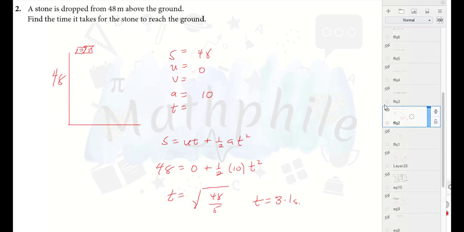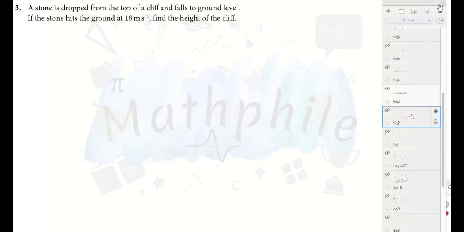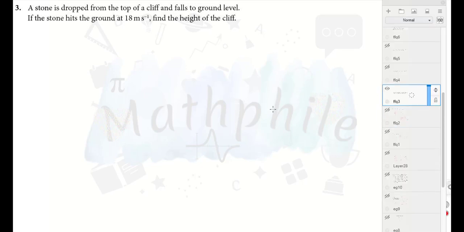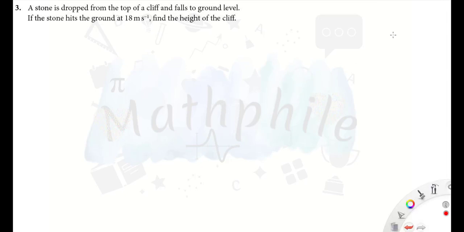Okay, so this is the next question. I think you should be able to solve this in about a minute. So solve this in a minute. Let's see what you're going to get. A stone is dropped from the top of a cliff and falls to level ground. If the stone hits the ground with a speed of 18 meters per second, find the height of the cliff.